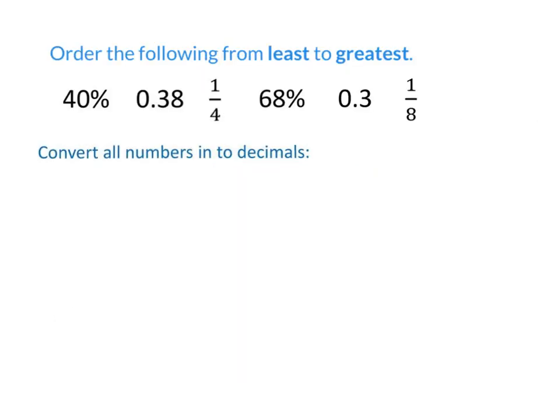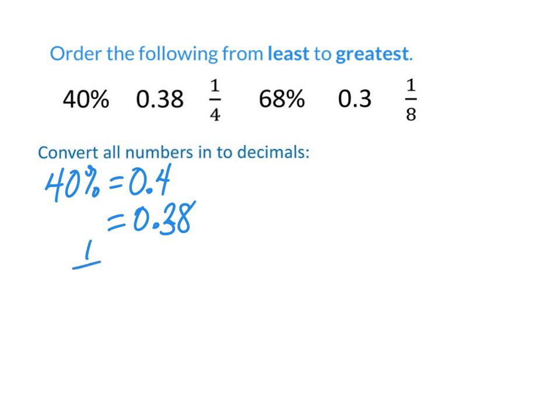Order the following from least to greatest. So first, again, I'm going to convert them all into decimals. So 40% is going to turn into 4/10, or you could think of it as 40 hundredths. I already have my second number, 38 hundredths, as a decimal. I'm just going to write that.